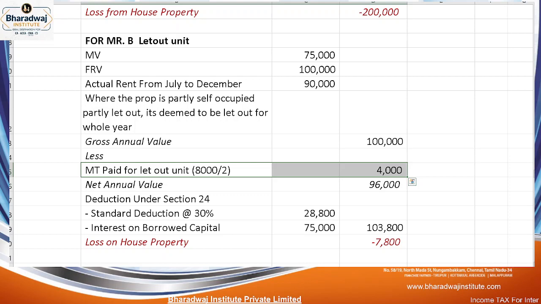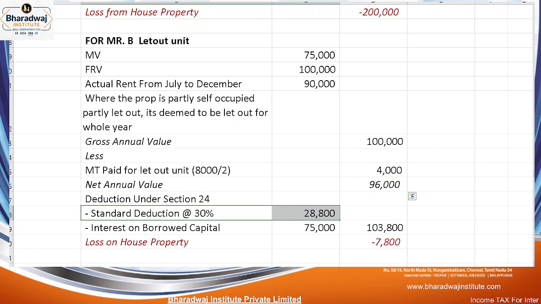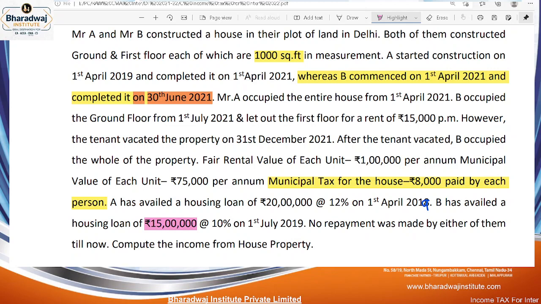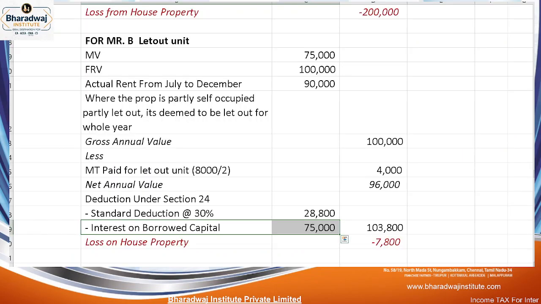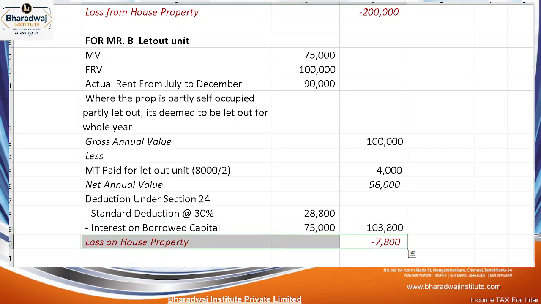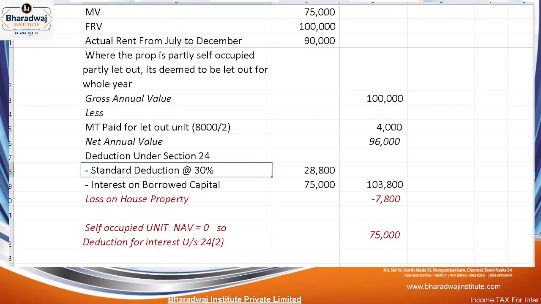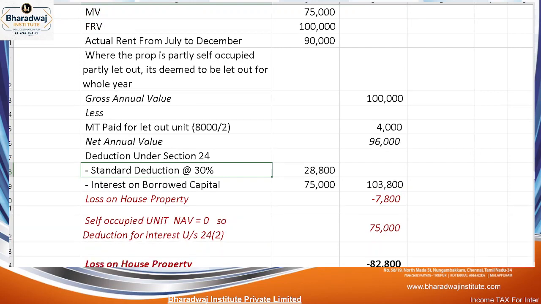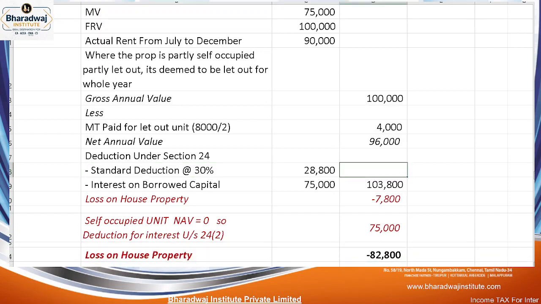Municipal tax paid for this let out unit, 8,000 by 2, 4,000. Net annual value becomes 96,000. Standard deduction 30% of NAV. Interest on borrowed capital, 15 lakhs into 10% for the current year into 1 by 2. This is for this let out portion. So loss from house property comes. Then for the self-occupied portion, NAV is 0. Deduction for interest is allowed up to a maximum of 2 lakhs for self-occupied property. So loss from house property is 82,800.